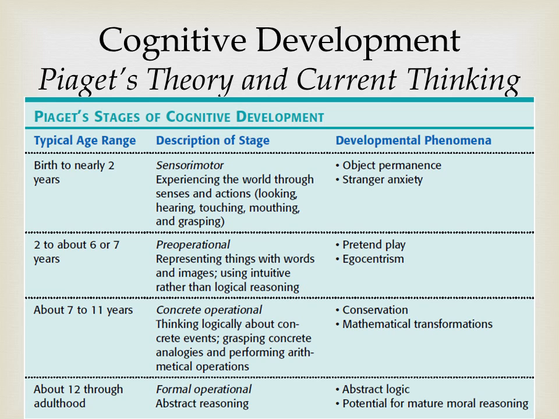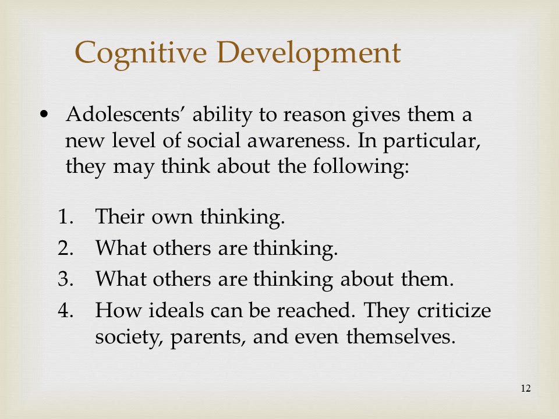They're developing moral reasoning. They're out of that concrete stage where they're just beginning to learn the main concepts and grasping analogies and all that. And there's really a higher level thought process going on here. So adolescents' ability to reason gives them a new level of social awareness.